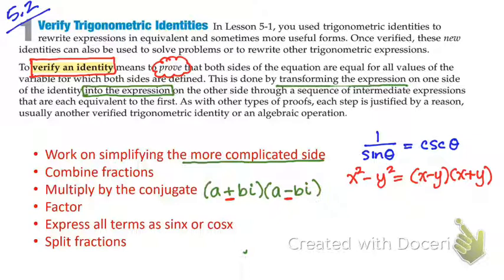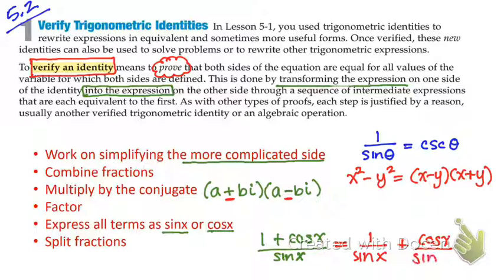Sometimes we take all of the terms and we rewrite all the terms as either a sine x or a cosine x. And lastly, if you have a fraction, you could work on splitting that fraction. So for instance, if I had 1 plus cosine x all over sine x, what I mean by split the fraction is distribute the division. So this is going to become 1 over sine x plus cosine x over sine x. So sometimes that's a good way to simplify an expression. So let's take a look at a couple of these.